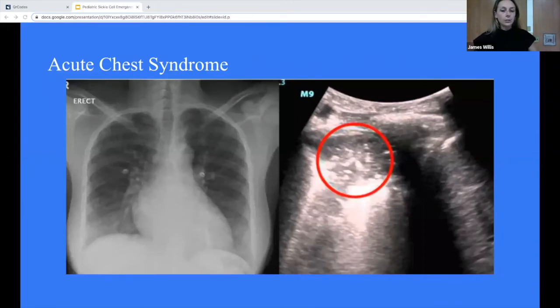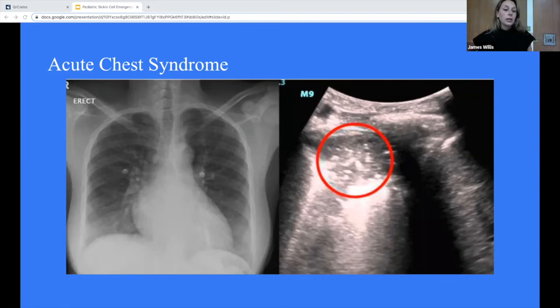On ultrasound, you're looking for B-lines, pleural effusions, absence of lung sliding, pleural thickening, air bronchograms. It's also important to consider CTA in patients for whom you have a high suspicion for PE, which these patients are at greater risk of because they can be hypercoagulable.